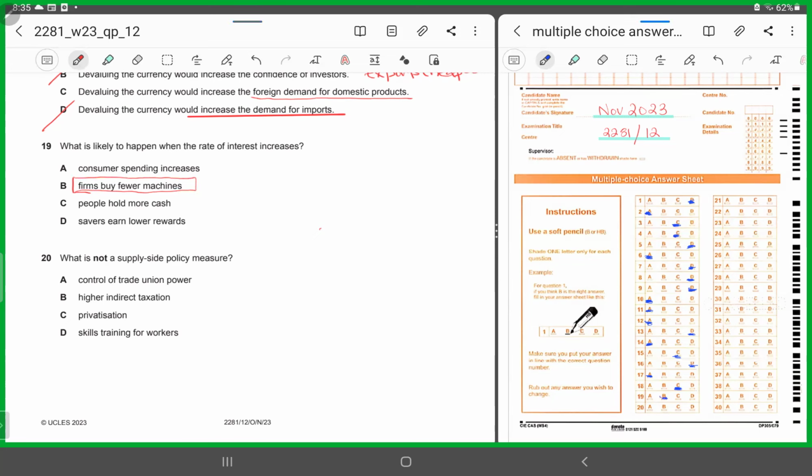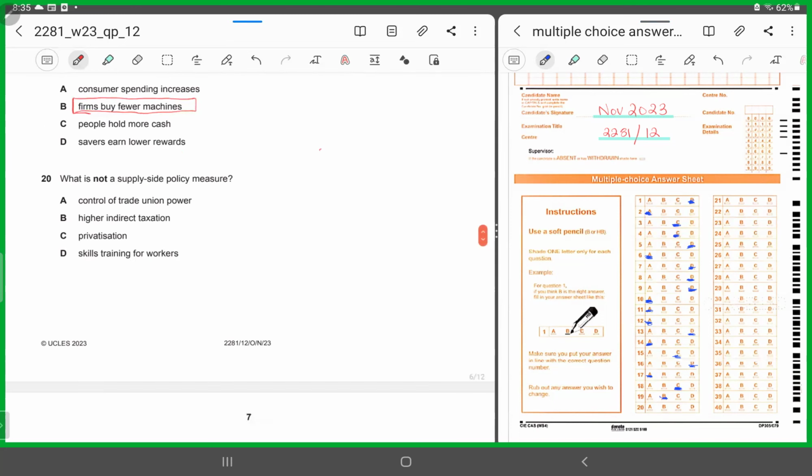D. What is not a supply side measure? Now, what were supply side policies? Supply side policies are measures to increase aggregate supply, right? And what used to fall under supply side? Can you recall it? Lowering direct taxes, increasing incentives, deregulation, privatization, subsidies, labor market reforms, all were supply side policy measures, right?